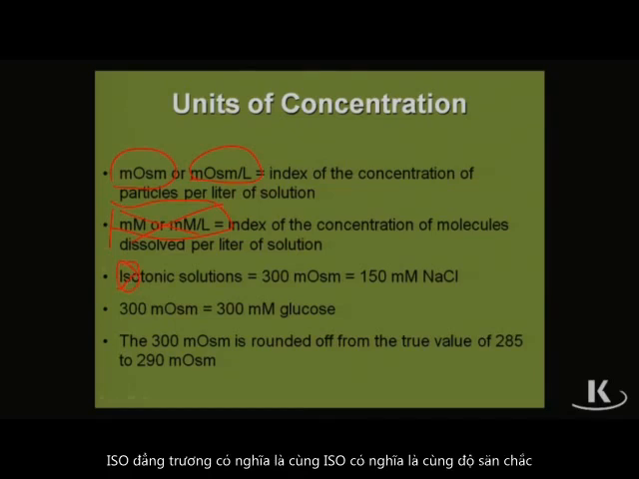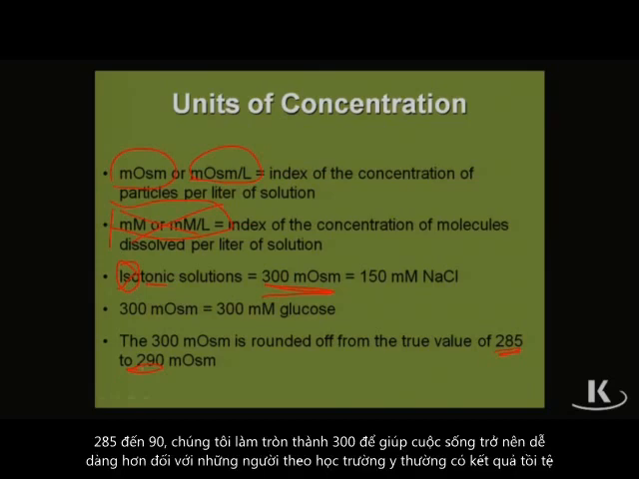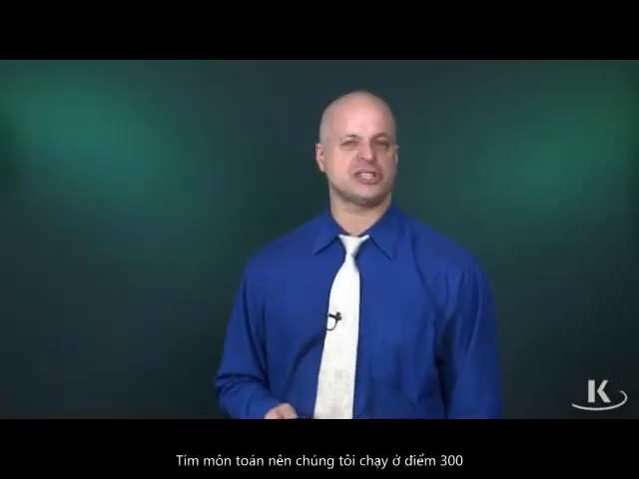Isotonic, iso means the same, tonicity. In other words, normal tonicity is about 300 milliosmoles. Now, 300 milliosmoles, you'll see it's rounded, 285, 290. We round it to 300 to make life easy for people who go to medical school who are typically terrible at mathematics. So we round it to 300.